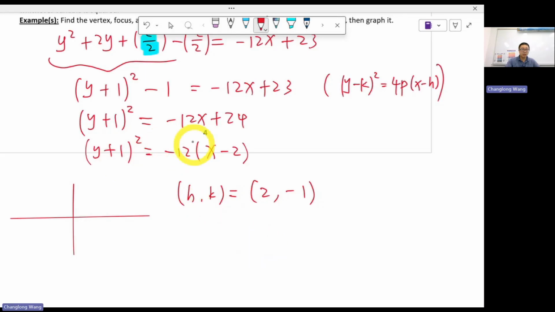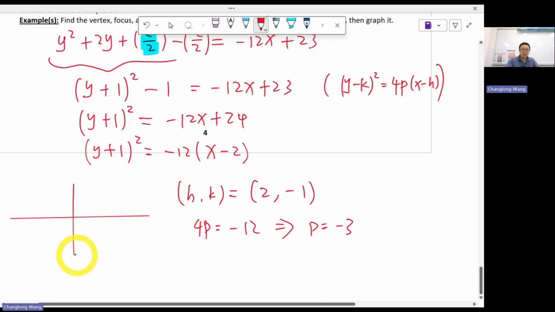And the P is going to come from the constant in front of the linear factor, either in terms of X or Y, but in this case it's in terms of X. 4P is -12, therefore P is -3, right?